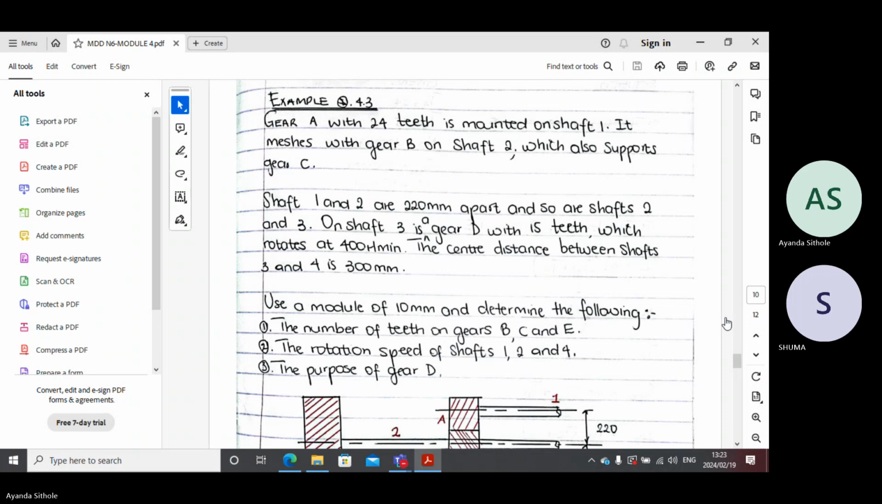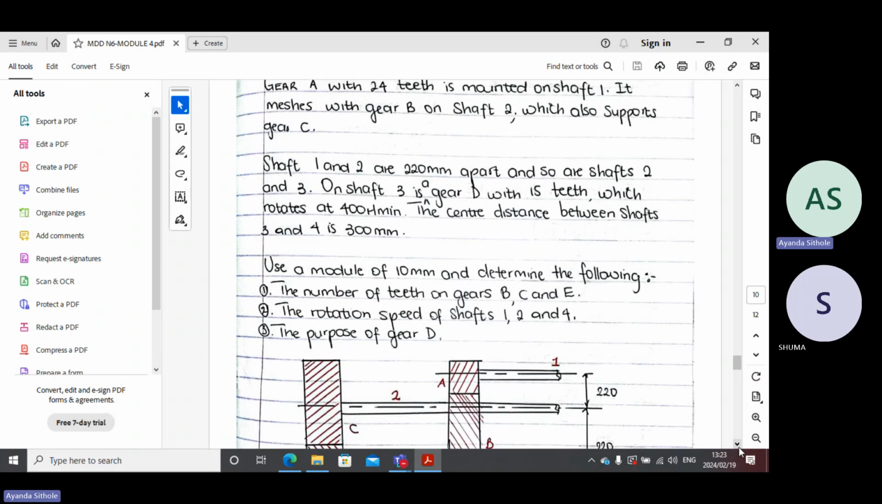Then the third shaft. Shafts 1 and 2 are 220 millimeters apart, and so are shafts 2 and 3. On shaft 3 is a gear D with 14 teeth, which rotates at 400 rev per minute. The center distance between shaft 3 and 4 is 300 millimeters. And then they said use a module of 10 millimeters and determine the following.